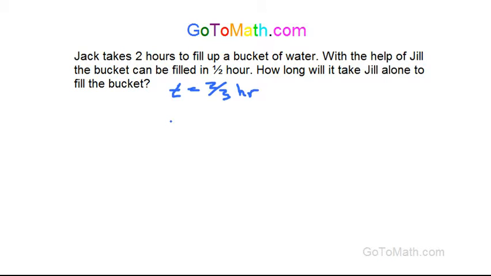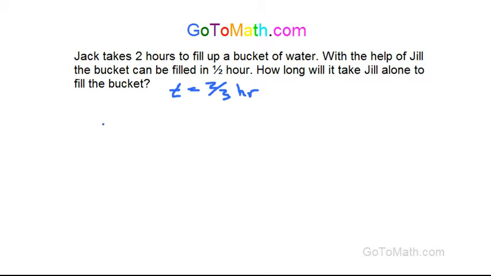All right, I think that's what I'll do. Anyway, let's take a look at this. Jack takes 2 hours to fill up the bucket of water. With the help of Jill, the bucket can be filled in a half hour. How long will it take Jill alone to fill up the bucket?